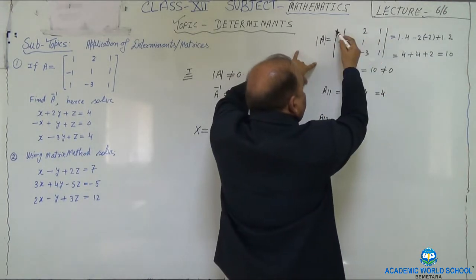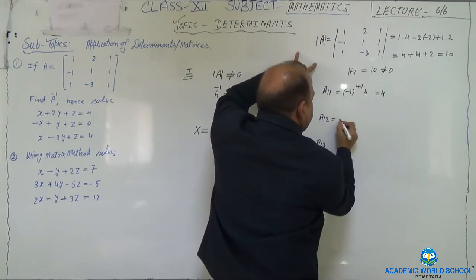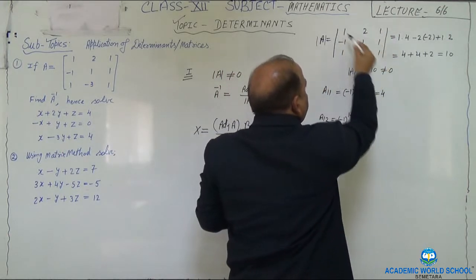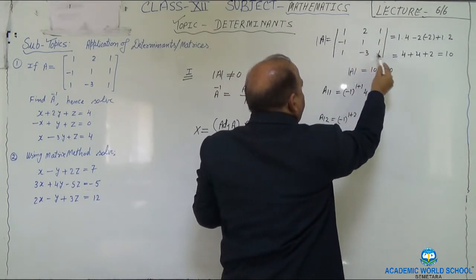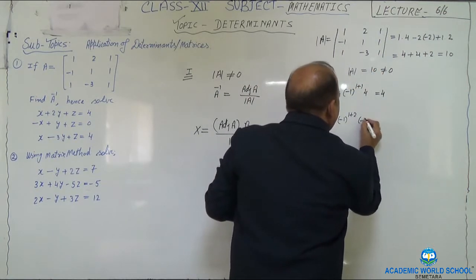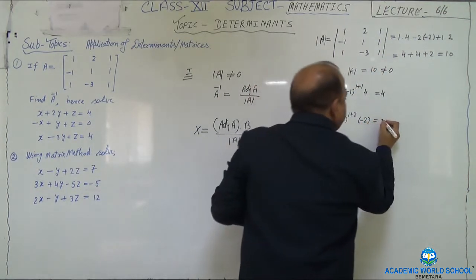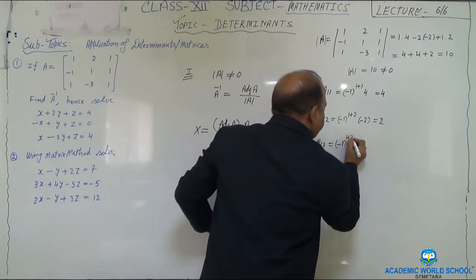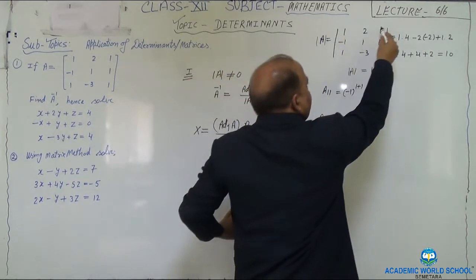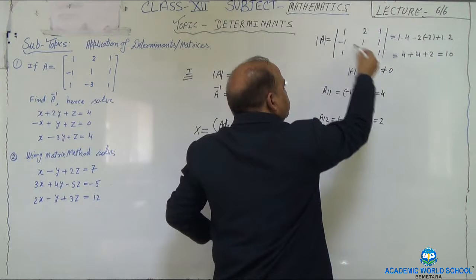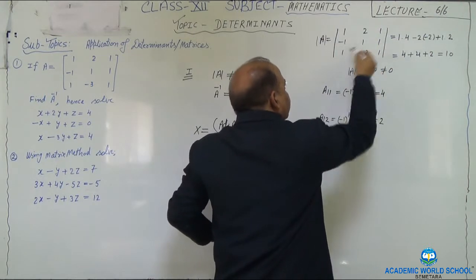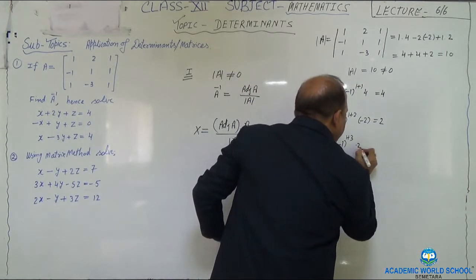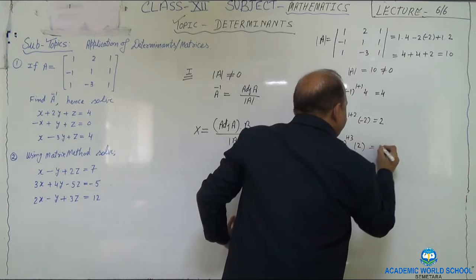A12. A12 is this one. Leave this one, leave this one. It will give you minus 1 to the power 1 plus 2. This is odd number. And if you leave these things, what will happen? Minus 1, it gives you minus 2, minus, plus, it gives you value 2. A13 is minus 1 to the power 1 plus 3. This is even number. Look at this. Leave this part, leave this part. This will become 3 and then minus 1. 3 minus 1 gives you 2, and therefore this value becomes 2.